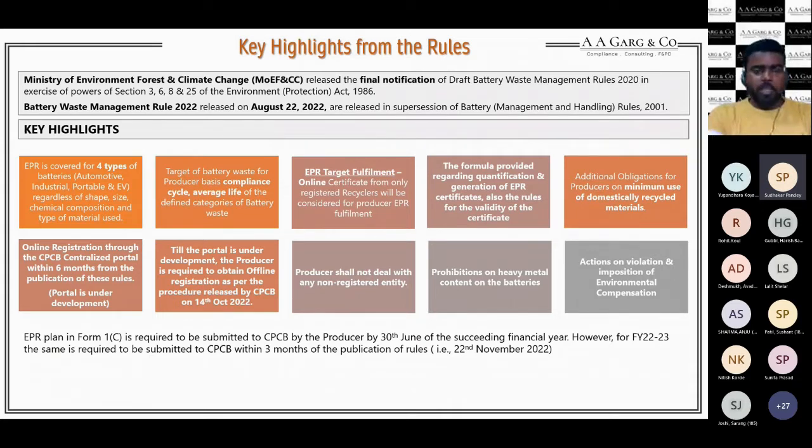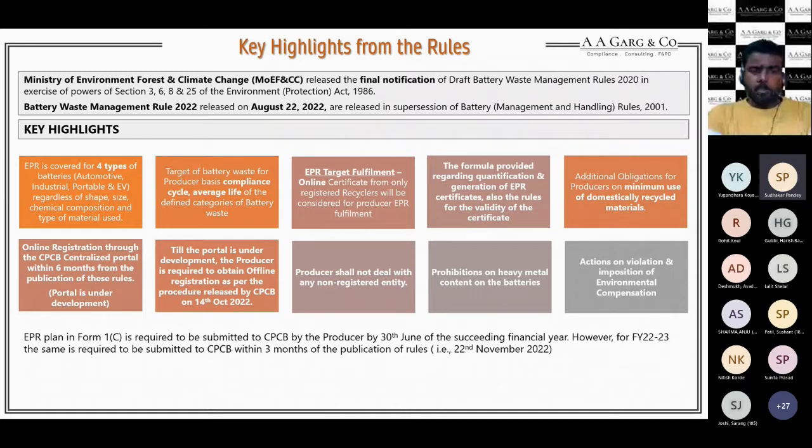The next highlight is that there will be a centralized portal that will be released by the CPCB. However, it is under development as of now, and it is supposed to be released within a span of 6 months from the publication of the rule. The whole registration and transaction of the EPR fulfillment certificate will be carried out through this EPR portal, which is yet to be published.